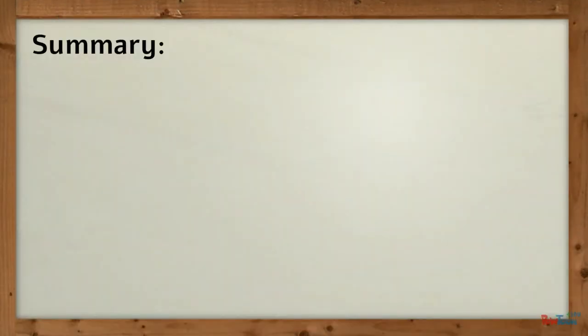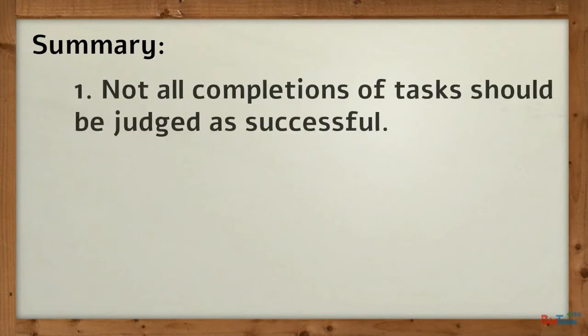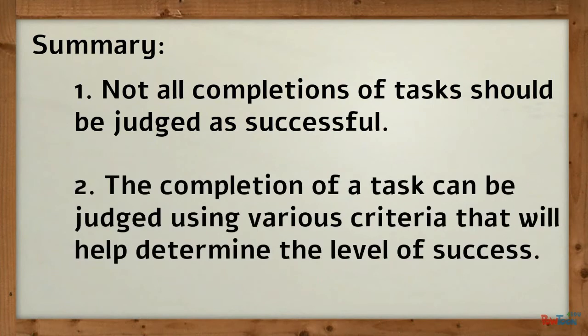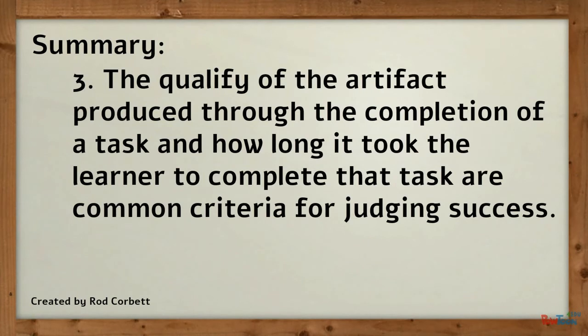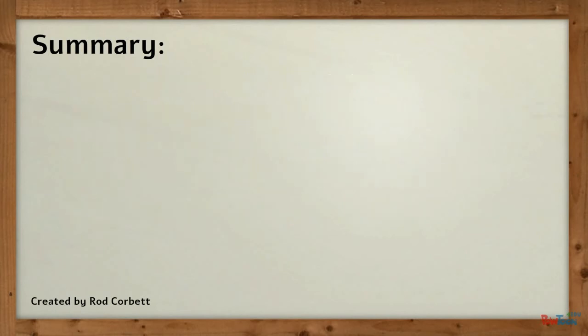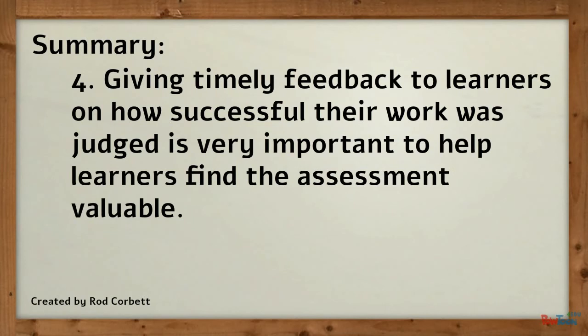In summary, the 4 principles that you should remember and be able to employ from this presentation are: 1. Not all completions of tasks should be judged as successful. 2. The completion of a task can be judged using various criteria that will help determine the level of success. And 3. The quality of the artifact produced through the completion of a task and how long it took the learner to complete that task are common criteria for judging success. And finally, giving timely feedback to the learners on how successful their work was judged is very important to help learners find the assessment valuable.